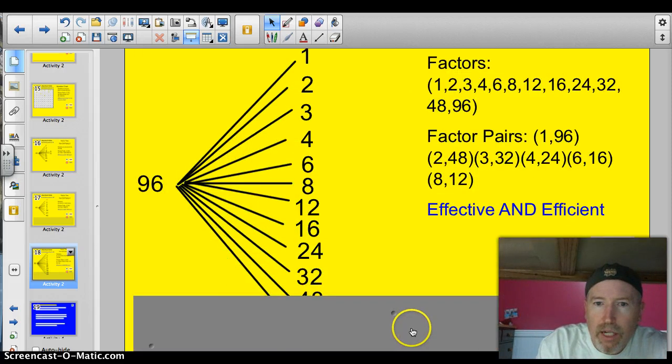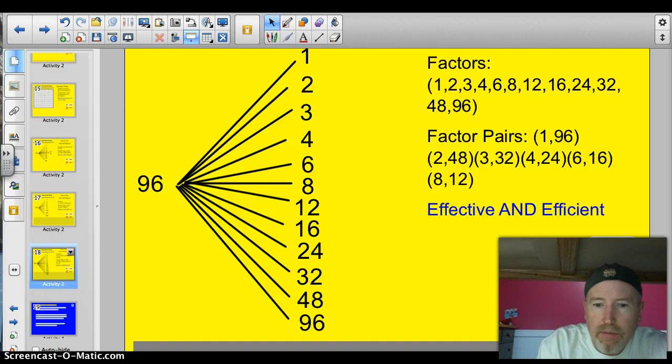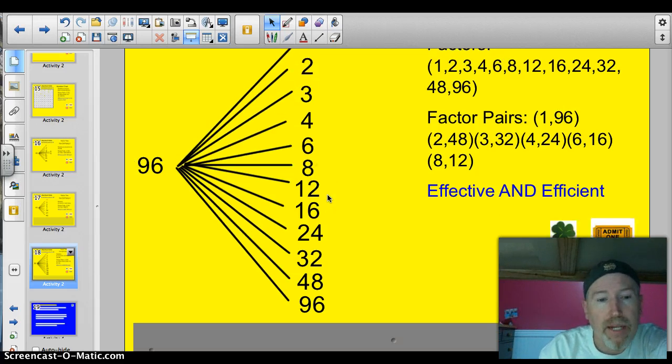All right, this is a big one. I got to scroll way down to get that 96 in. This time I'll look over here and see if you wrote down your factors in the correct order. 1, 2, 3, 4, 6, 8, 12, 16, 24, 32, 48, and 96. Woo! That's a lot. Factor pairs, 1 and 96, 2 and 48, 3 and 32, 4 and 24, 6 and 16, 8 and 12. If you can factor 96 and do it quickly, you are pretty awesome. That's a big number to do.